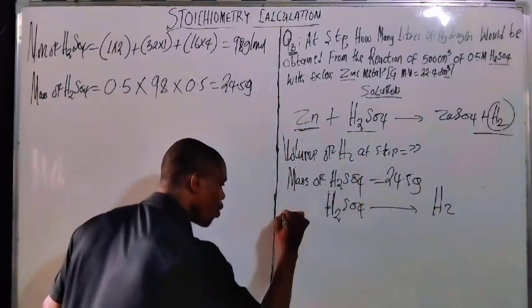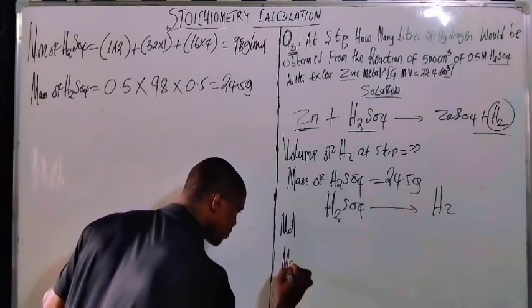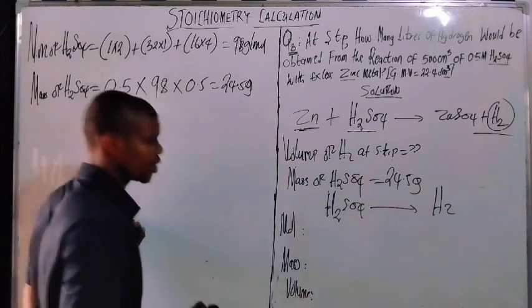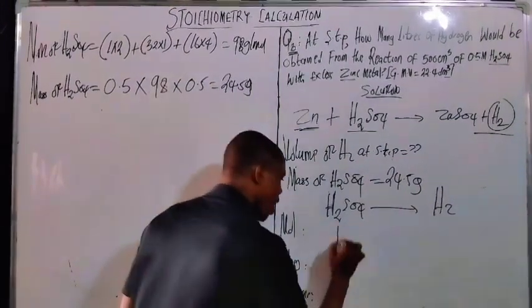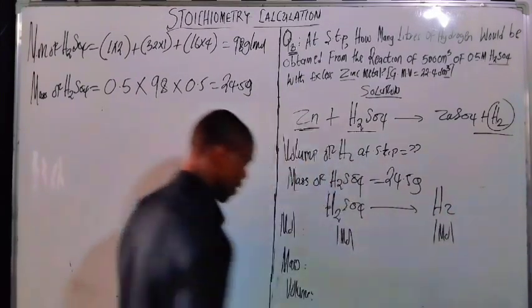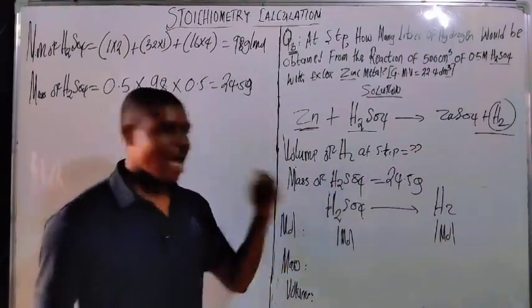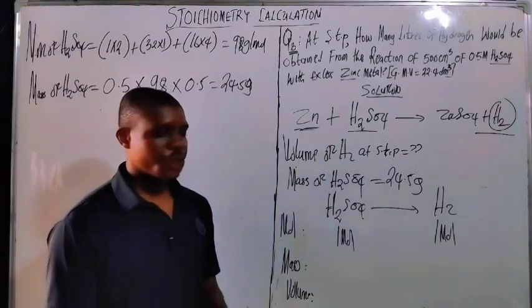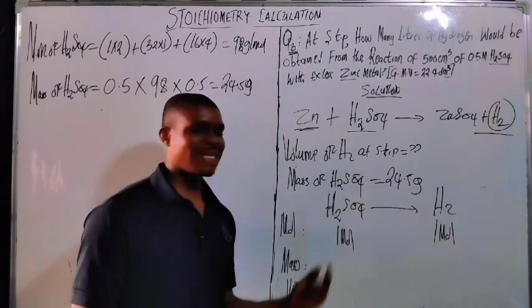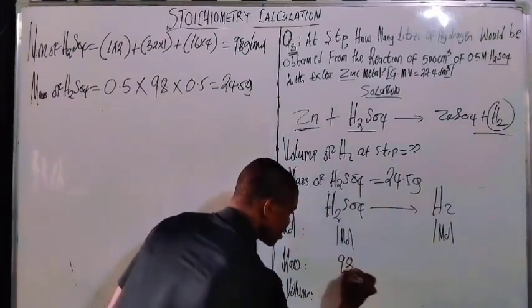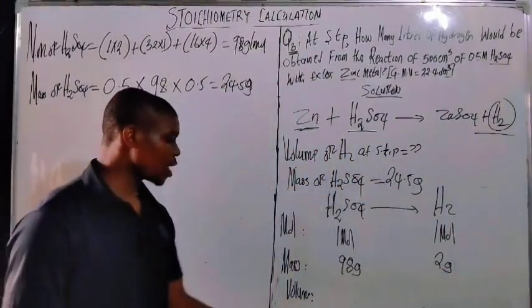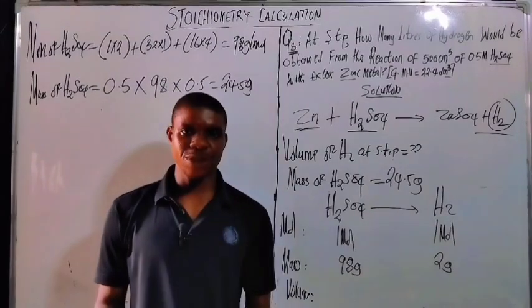So here we now have mole, here we have mass, and here we have volume. Because they are talking about volume, how many moles do you have here? Here we have 1 mole. How many moles do you have here? Here we have 1 mole. Now, mass is going to be the molar mass. The molar mass of H2SO4 is 98 gram per mole. So 1 times 98 gram per mole, here we have 98 gram. Here we have 2 gram. Now, what is volume? Remember, volume at STP is equal to 22.4 dm3.